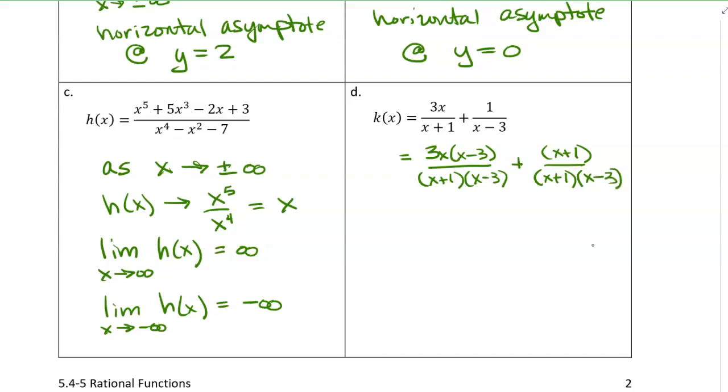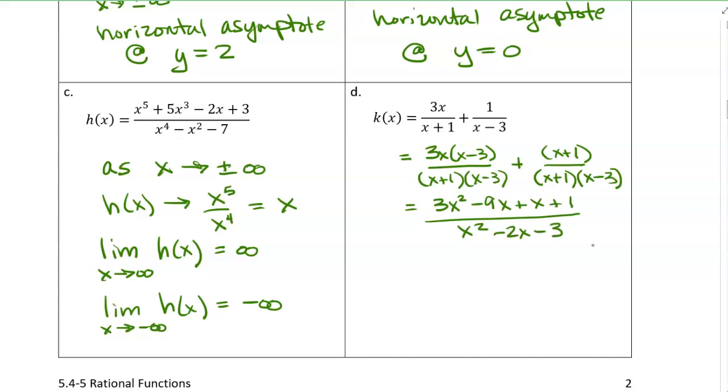So now I have a common denominator, and I have to multiply this out. I'm going to multiply the numerator out, so I'm going to get 3x squared minus 9x. So since I have a common denominator, I can just add the numerators, right? So I'm going to end up with a plus x and the plus 1. All right, and then I'm going to multiply out this denominator because I need to compare the leading terms. So when I multiply that out, I would get x squared, and then I get x minus 3x. So that's going to be a minus 2x and then minus 3.